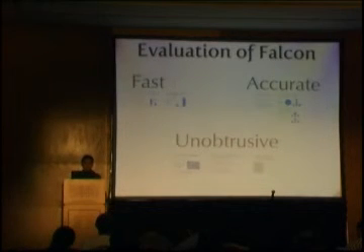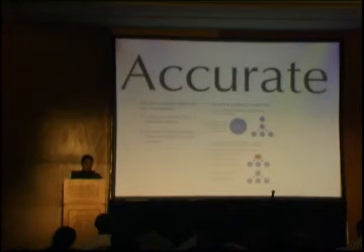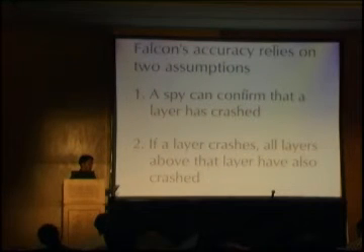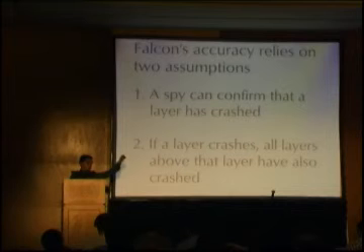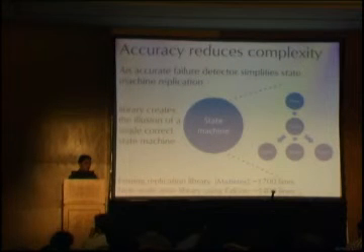Falcon is also accurate, and Falcon gets its accuracy from these two assumptions in the system. The first assumption is that the spies can confirm that a layer has crashed. That is, just locally it can see that its layer is gone. The second assumption is this assumption of an enclosing property. If the operating system crashes, all of the applications on top of that operating system have also crashed. And this directly translates into the ability to design simpler applications, which we saw when we used Falcon to build a simple state machine replication library.